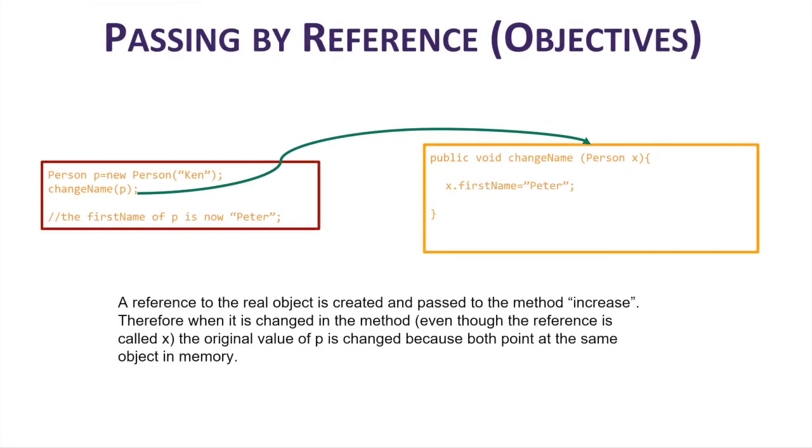On the other hand, when I'm passing by reference, I'm going to make a new person class. I'm going to call it Ken, and I'm going to call its change name method. So it gets passed in here, and I change the name to Peter, and then I finish off and pass control back here, then first name of the P variable is now Peter. It's been changed. It was changed here, but it takes effect here as well because it's been passed by reference, not by value.